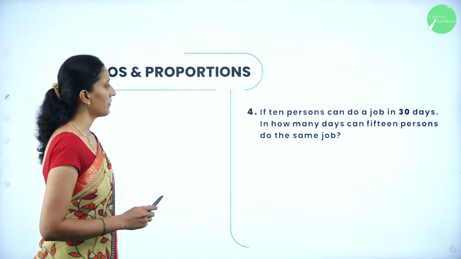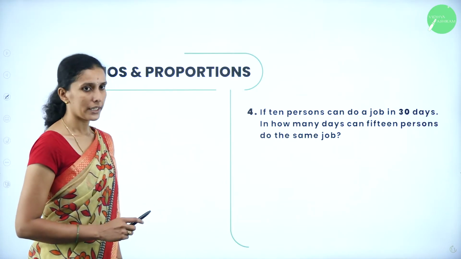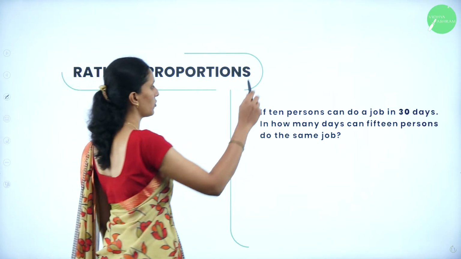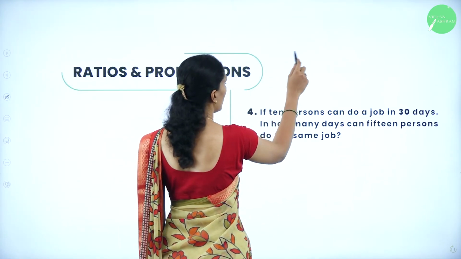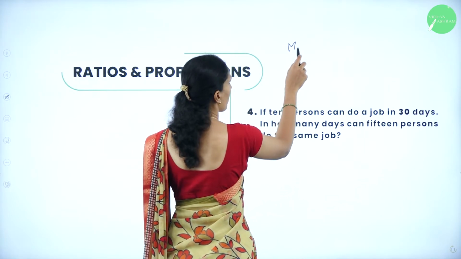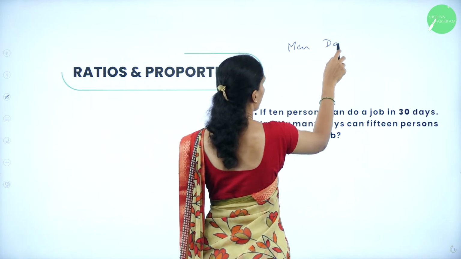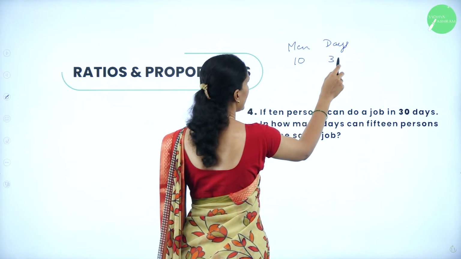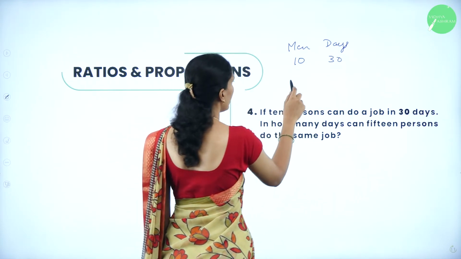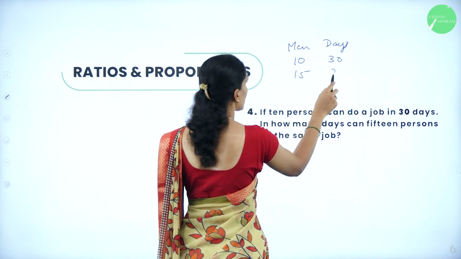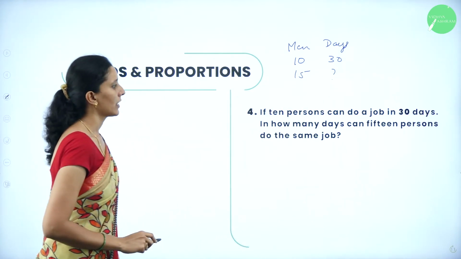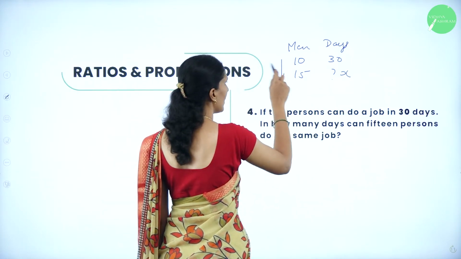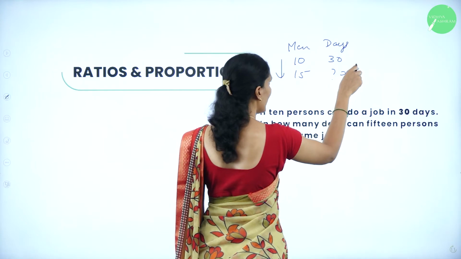Next question. If 10 men can do a job in 30 days, in how many days can 15 men do the same job? So here I have men and days. If 10 men can do the job in 30 days, how many days can 15 men take? That I'll take as X. As the number of persons increases, the number of days must be decreasing.